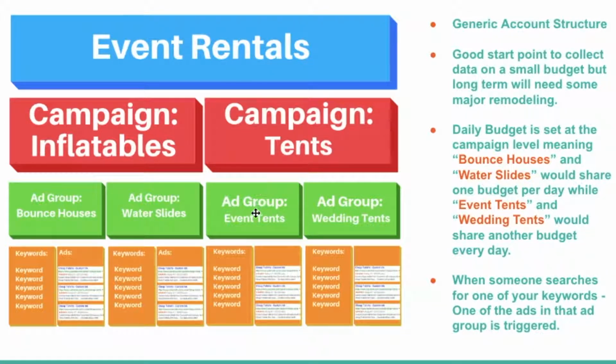For tents, we break it down into event tents and wedding tents. This one, the best tent rentals around. This one would say wedding tent packages available, and it would show those ads. But once the budget is depleted for tents, ads will stop showing for both of these. If bounce houses eats up your daily budget, people will stop seeing your ads for water slides, and that's okay if they're at the same kind of ROI for you. But if water slides is taking up a bigger budget and it's bringing you more business, then maybe we need to put it in its own campaign. The more specific you are, the higher quality the clicks that you get, and the better your ads convert.